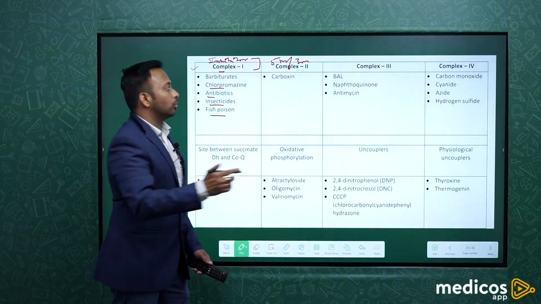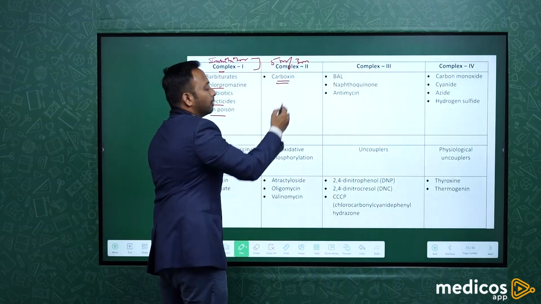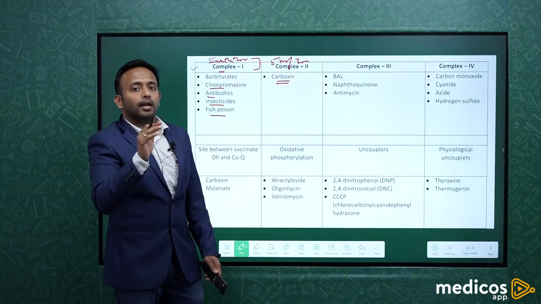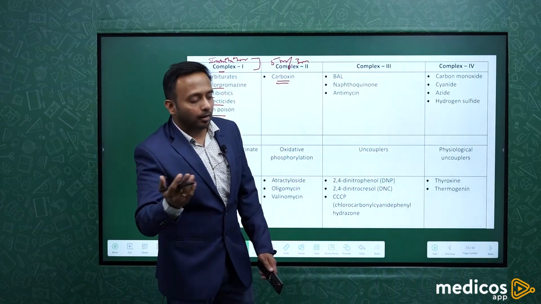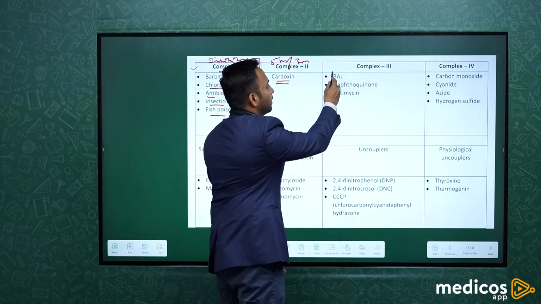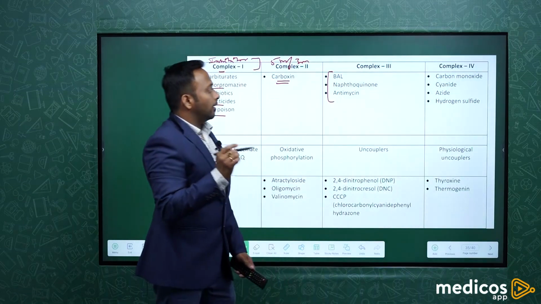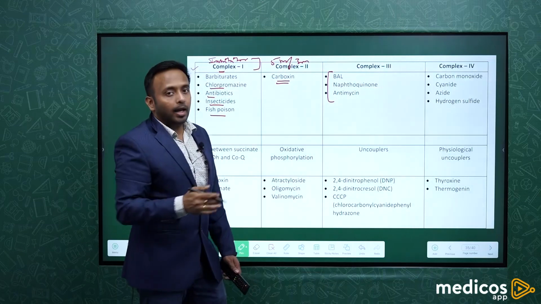Next, complex 2, who can inhibit? Carboxin. So carboxin is a molecule which can inhibit complex 2. Next, complex 1 and complex 2 are done. Now who can inhibit complex 3? That is BAL, naphthoquinone and also antimycin.